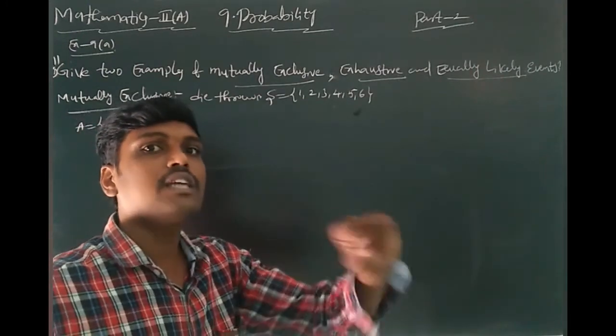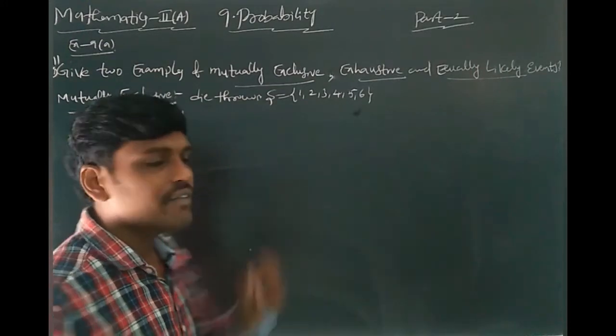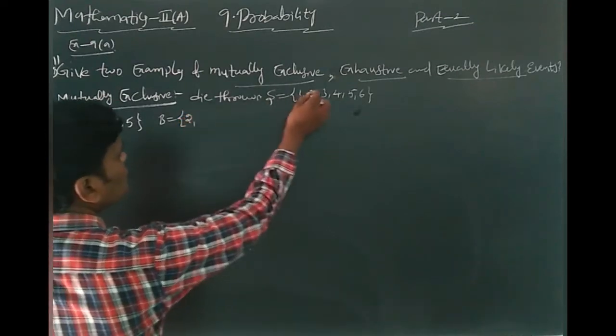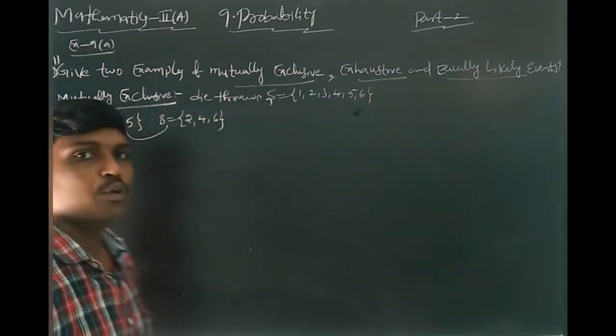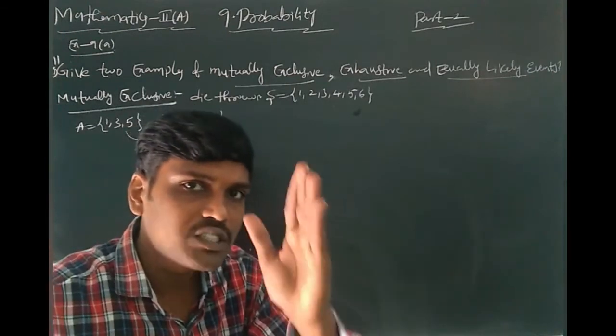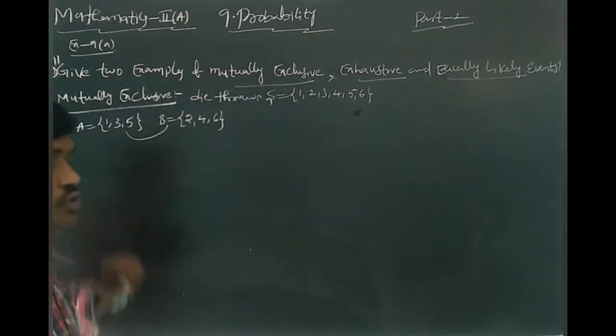But when a die is thrown, take A as the even numbers. What are the even numbers? 2, 4, 6 are even numbers. Then are these two mutually exclusive or not? Let's check.